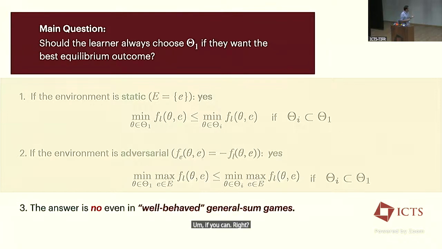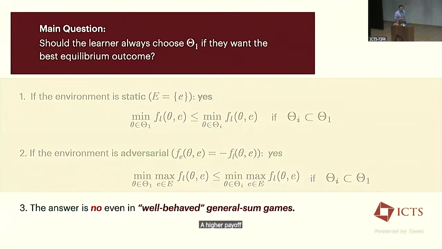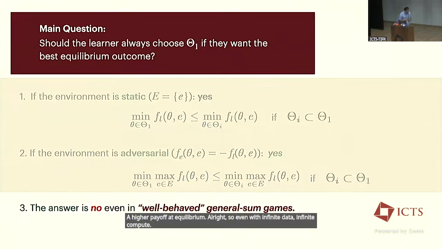In general-sum Markov games, that answer is not true anymore, right? So I'll show you a construction in which at Nash equilibrium, you're better off choosing a strictly less expressive model class to give you a higher payoff at equilibrium, right? So even with infinite data, infinite compute. And so this is our theorem.